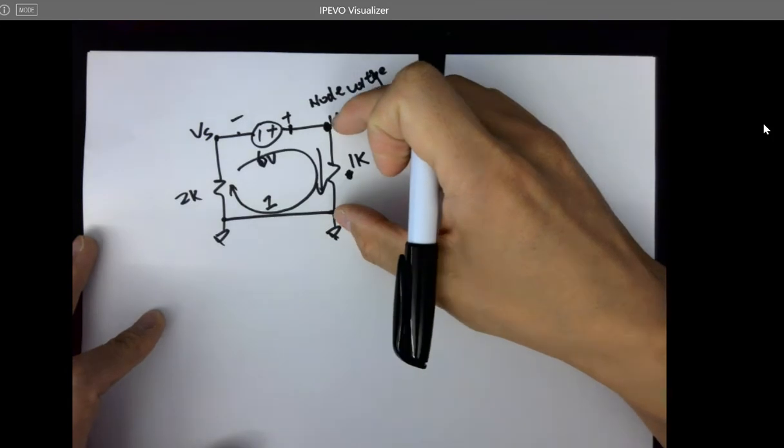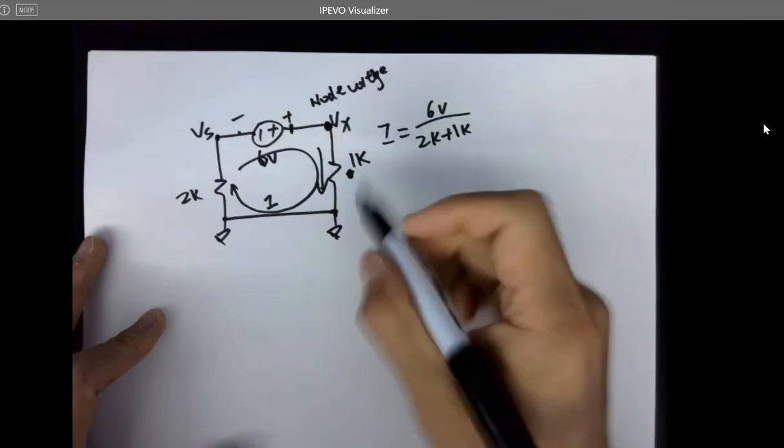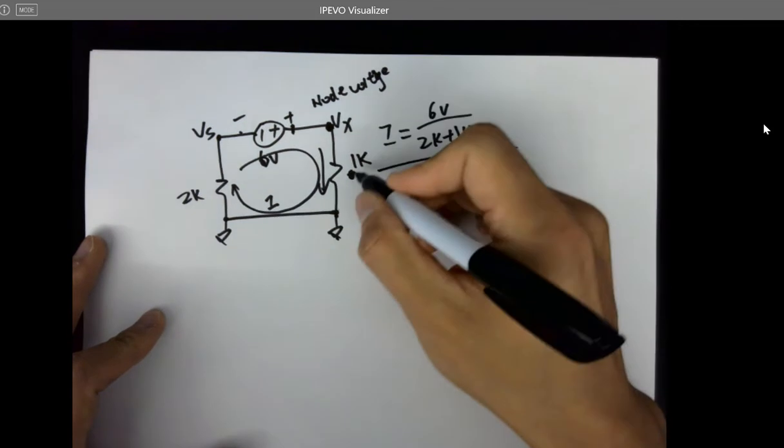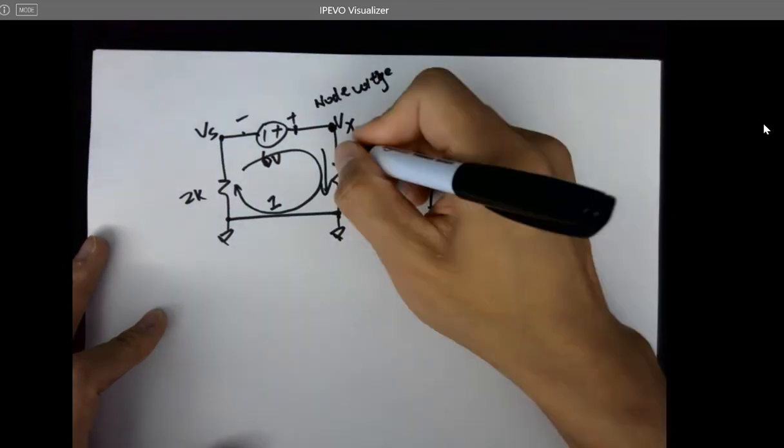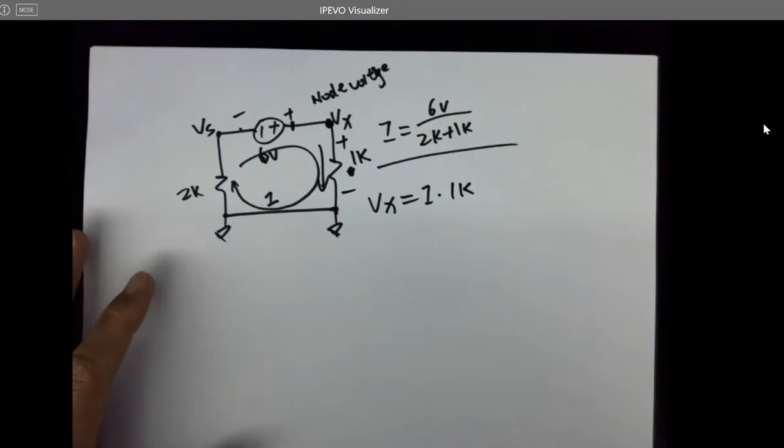Sometimes it cannot be 6 volts. So you have to use the current. So you calculate the current, right? Whatever Vx is going to be, it's I times 1K, the voltage drop across this resistor. It's going to be Vx.